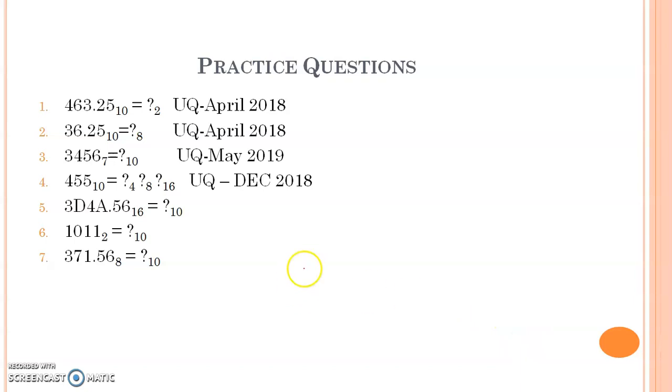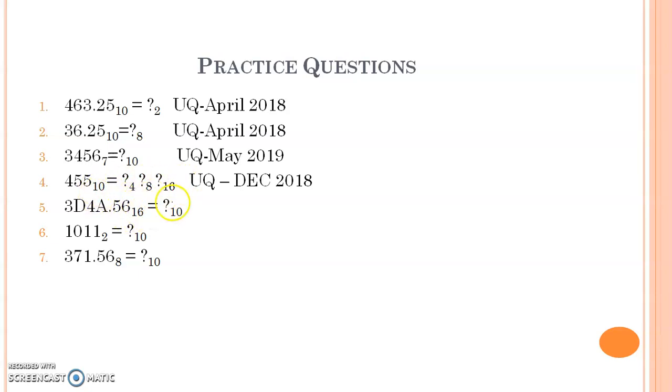So, first one, you have to perform decimal to binary, biggest to smallest. So factorize with 2. Here biggest base 10 to 8, so factorize with 8. 7 to 10, that is smallest to biggest, so multiply with powers of 10 and add up the products. 10 to 4, factorize with 4. 10 to 8, factorize with 8. 10 to 16, factorize with 16.